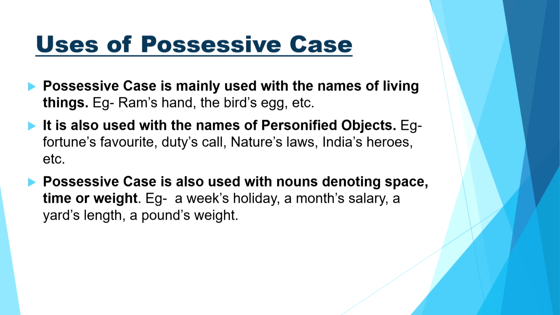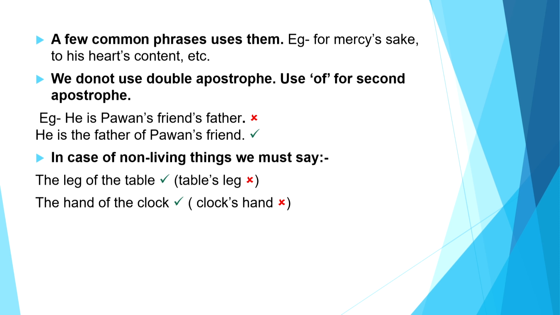Possessive case is also used with nouns denoting space, time or weight. For example, a week's holiday, a month's salary, a yard's length, and so on. A few common phrases also use them. For example, for mercy's sake, to his heart's content, and so on.